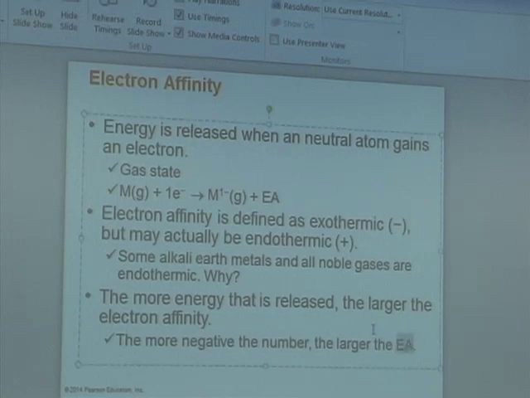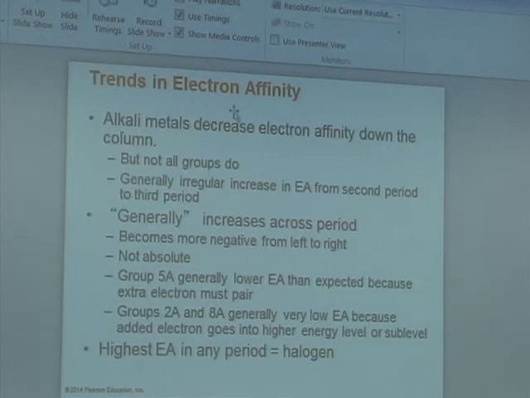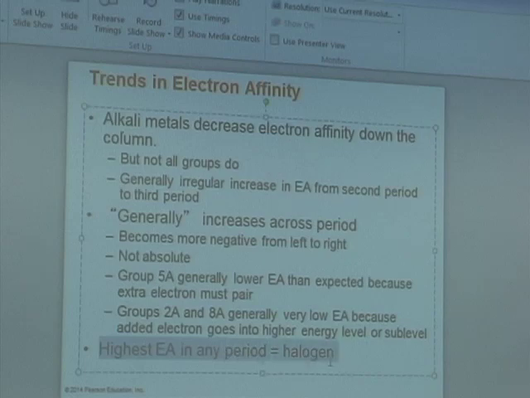So we don't want to confuse electron affinity with electronegativity. That will be our other key word for this chapter. So what are our trends in electron affinity? Alkali metals decrease electron affinity down the column, but there are always exceptions to the rule. The highest electron affinity in any period, of course, are the halogens. And we see that a lot in our chemical reactions in the lab.